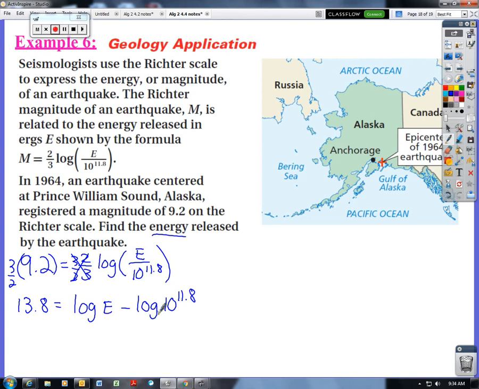By the way, because this is a common log, it's base 10, so I could think of that as being log base 10 of 10 to the 11.8. I recognize a property there. These are going to cancel out. This whole thing right here is just 11.8 because we were able to use one of the inverse properties to simplify it. Now we can add 11.8 to both sides.